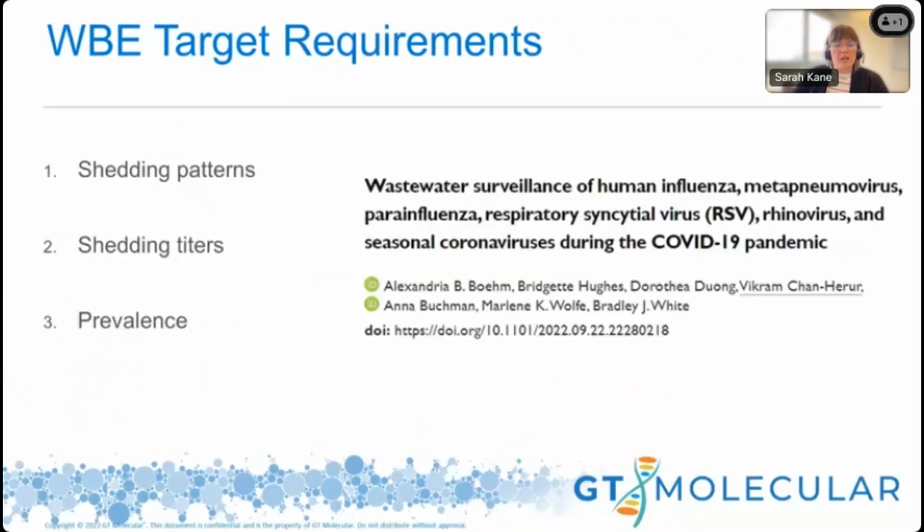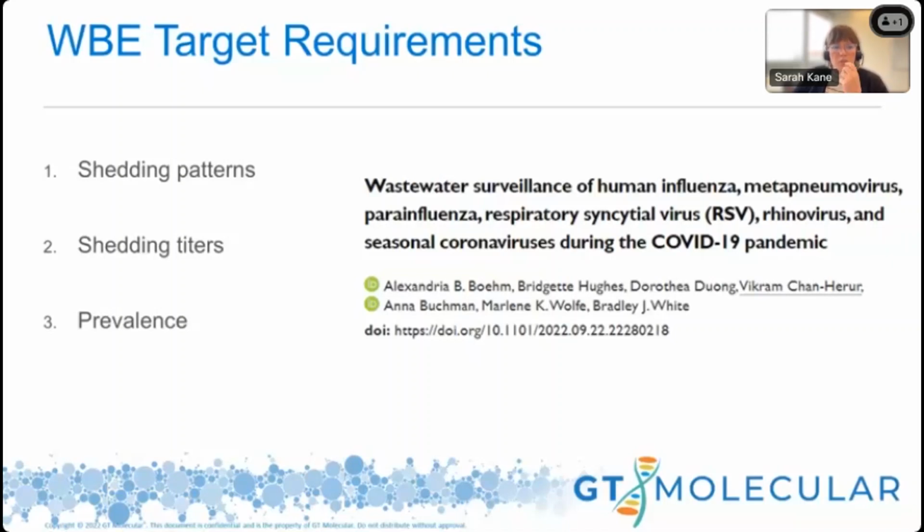But a pathogen must meet a few requirements before being considered as a target for wastewater-based epidemiology. Firstly, and most obviously, the pathogen must be shed in a way that ends up in the wastewater stream. Secondly, the pathogen must be shed at high enough levels for us to be able to detect it from the wastewater treatment plant or other sampling locations. And thirdly, the pathogen infection must have enough prevalence within a community so that you can actually obtain enough of the material in order to monitor it.